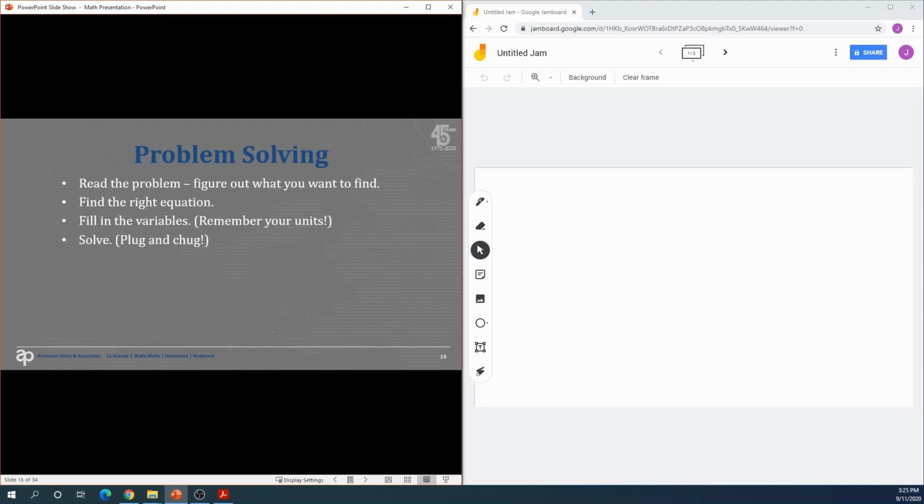So let's talk a little bit about problem solving. When we're working on problems, first thing we want to do is read the problem and figure out what you want to find. If applicable, you want to find the right equation, or in what we were just working on, the right conversion. Fill in the variables. And remember, always track your units. Then we're going to move forward and solve, plug and chug.